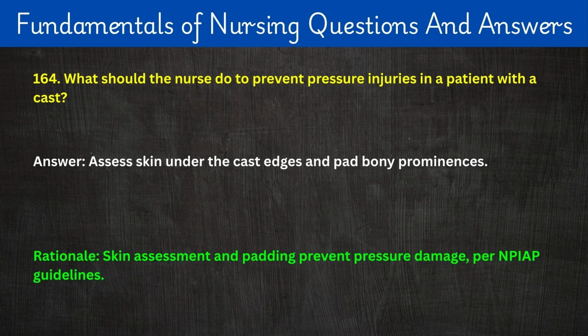164. What should the nurse do to prevent pressure injuries in a patient with a cast? Answer. Assess skin under the cast edges and pad bony prominences. Rationale. Skin assessment and padding prevent pressure damage, per NPIAP guidelines.